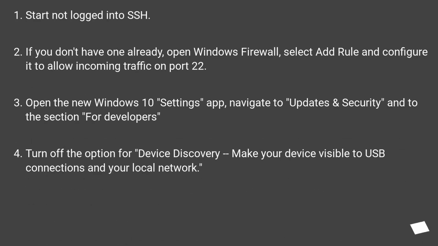Start not logged into SSH. If you don't have one already, open Windows Firewall, select Add Rule and configure it to allow incoming traffic on port 22. Open the new Windows 10 Settings app, navigate to Update & Security and to the section for developers. Turn off the option for device discovery, make your device visible to USB connections and your local network.